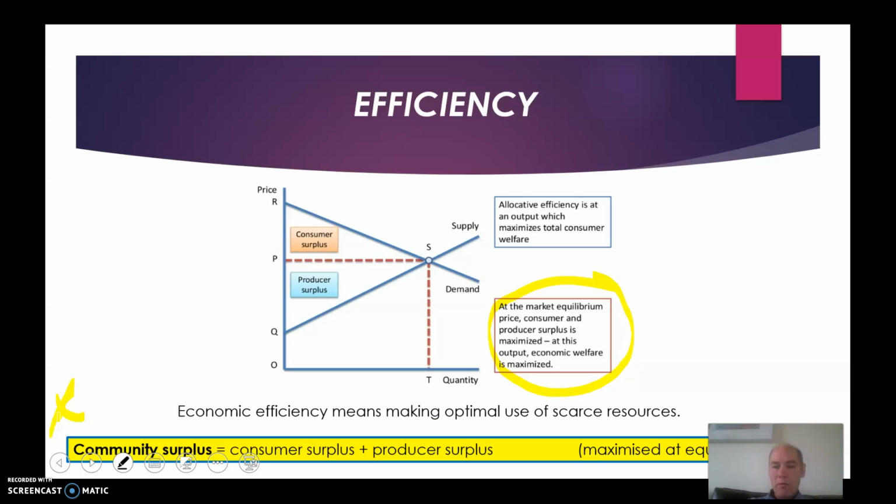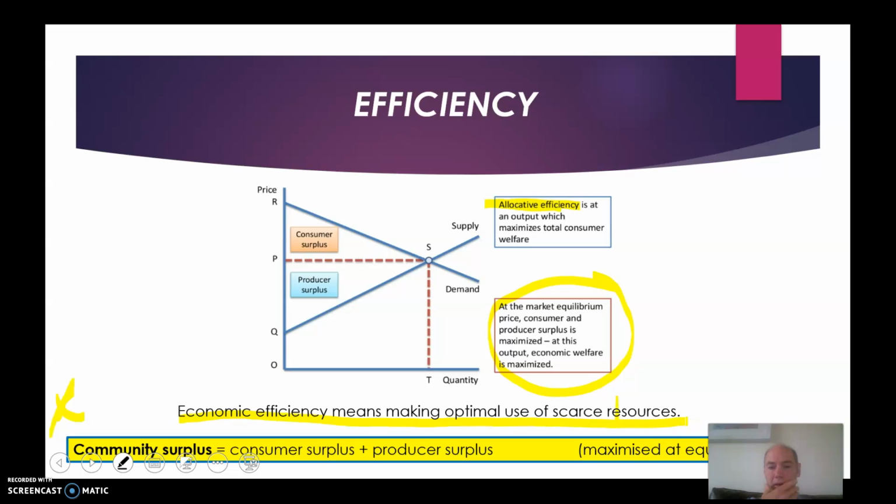Okay, while you guys are just finishing that off, don't worry about this for the time being because we haven't defined the term yet, but allocative efficiency will also maximize total consumer welfare at that output. And lots of people have mentioned the term within answers over the last 12 months.